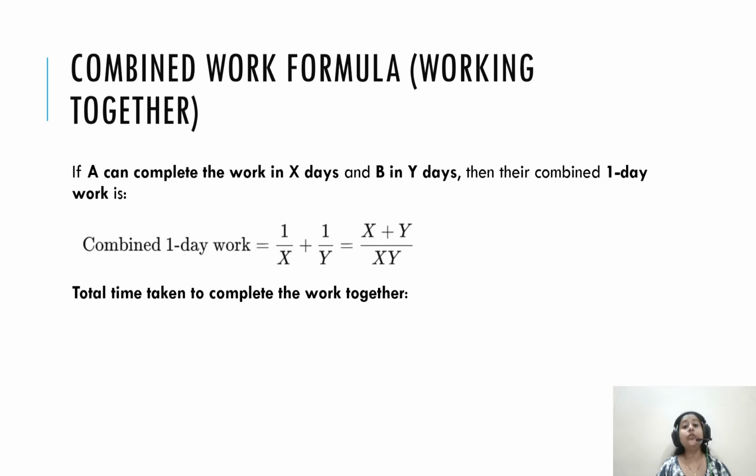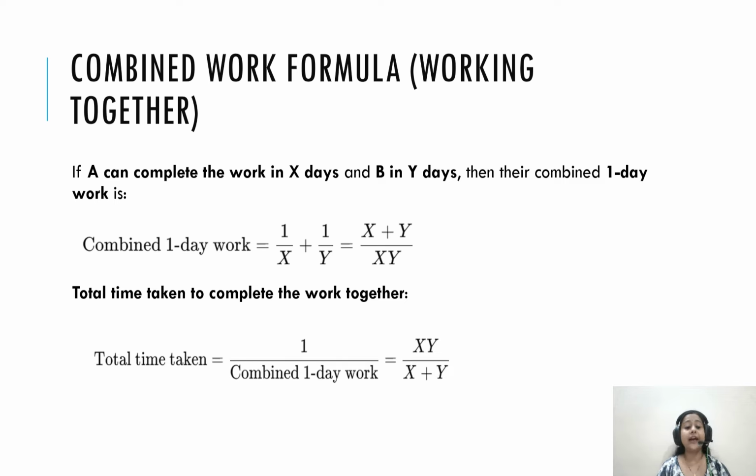Now, when we know how much they are completing, so this is the portion, and total work is equal to 1, and this is the portion of the total work that they are completing in one day. So how much total time do they need to complete the whole work, and what is the formula for that? The total time taken should be the reciprocal of the combined work done in one day.